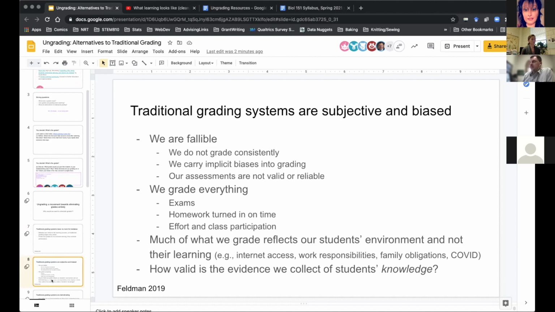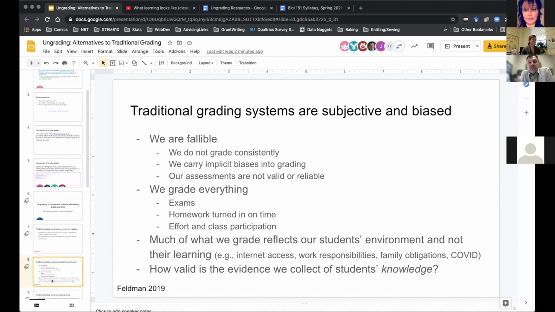And we're using assessments that we've created. They are not valid or reliable in any sense of those terms. They have problems from time to time. I know I've given questions where I thought it was very clear what I was asking, and the students gave me something entirely different. We also tend to grade everything. We grade exams, we grade homework if it's turned in on time, and we penalize it if it's not turned in on time. We grade for effort, and we grade for class participation, and we grade and we grade and we grade. And so we're drowning in grading and putting points or letters onto everything.